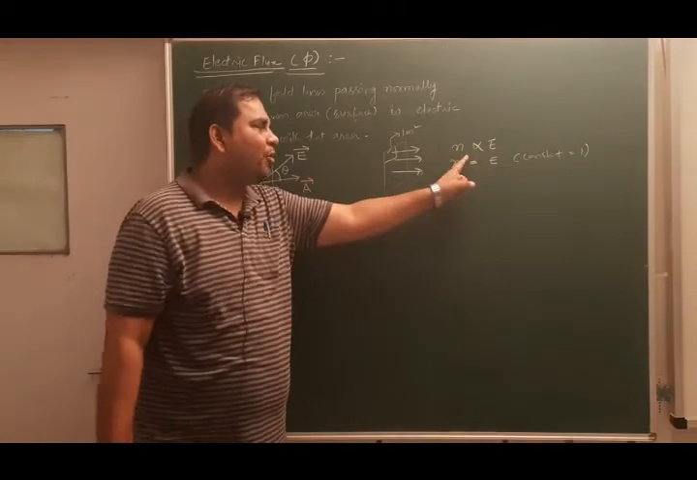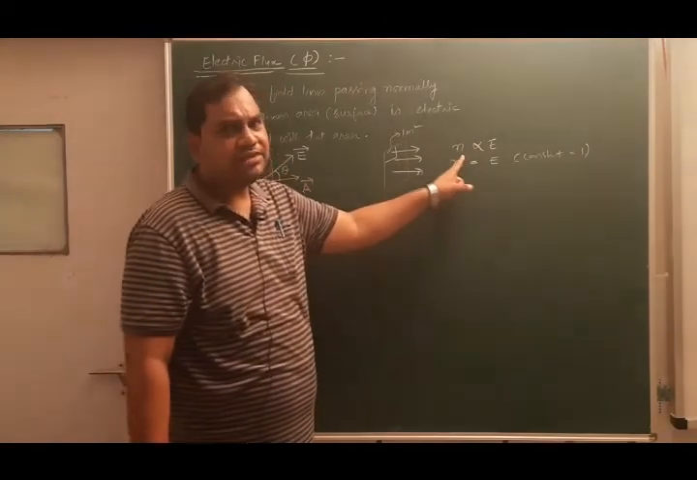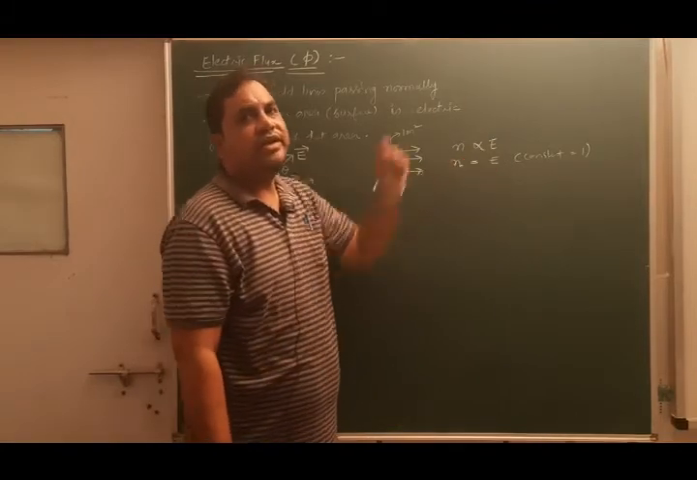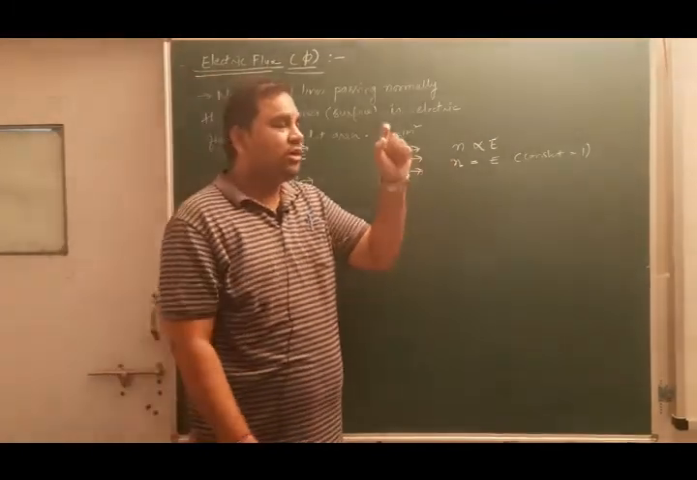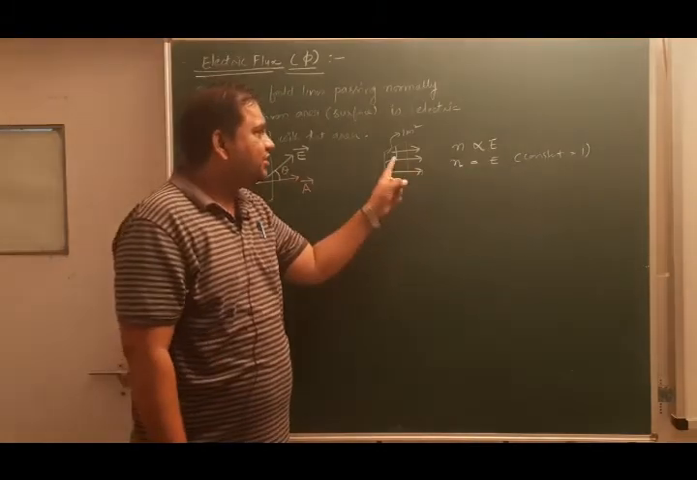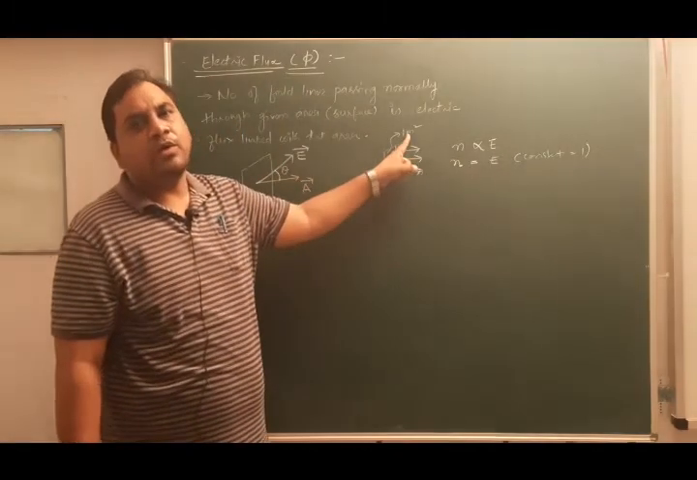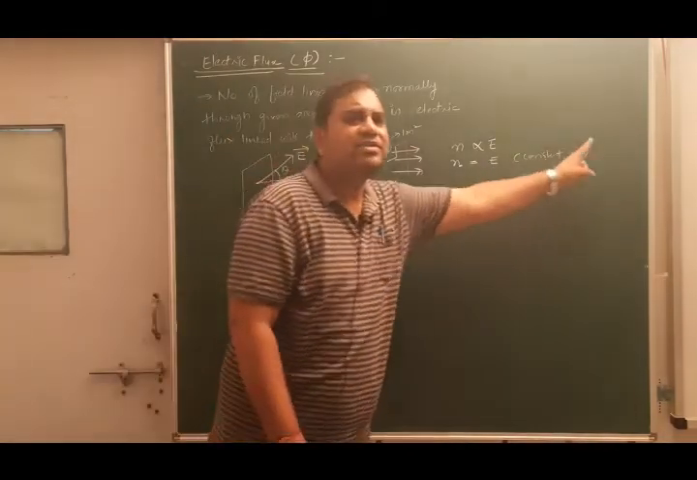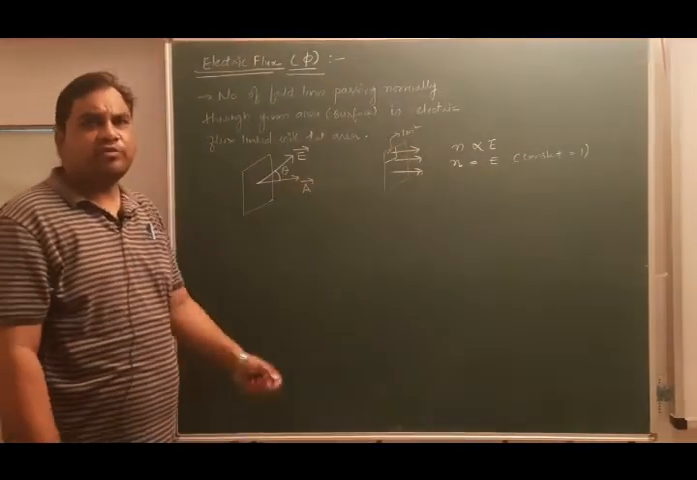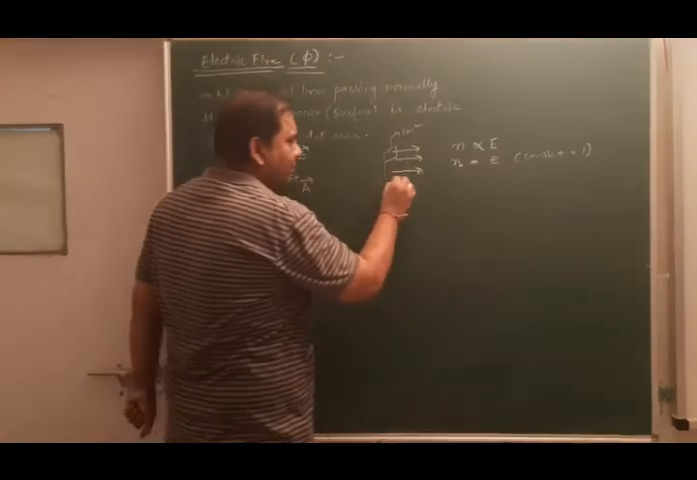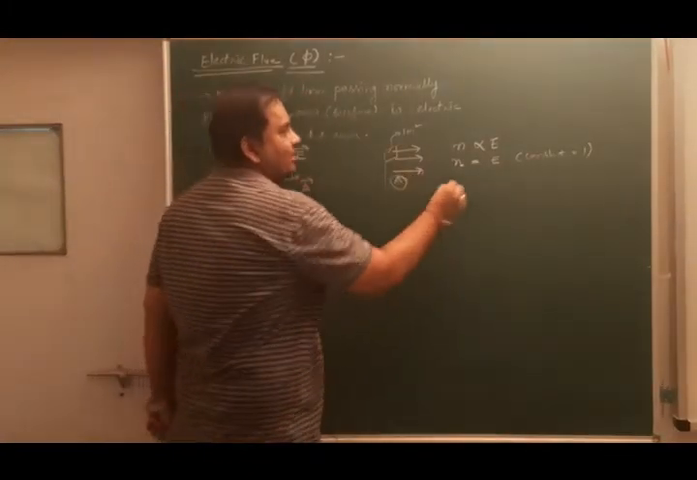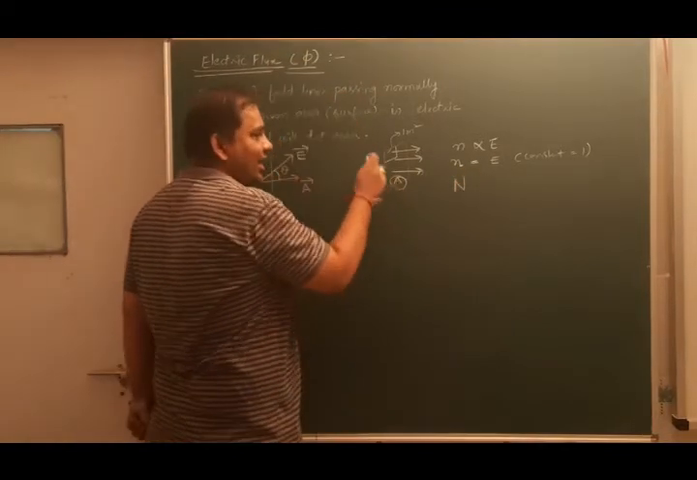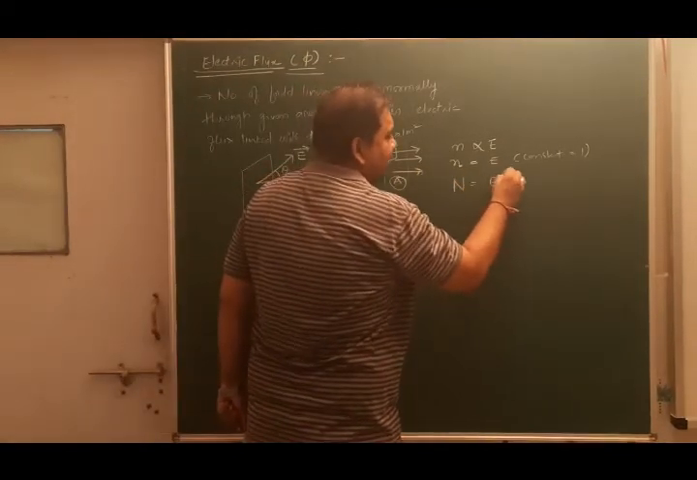ये हमारे पास ऑलरेडी प्रॉपर्टी में हमने पढ़ा था कि number of field lines which are passing through unit area is proportional to intensity of electric field. So number of field lines which are passing through unit area, मतलब 1 meter square area, is equal to E if I consider the constant of proportionality equal to 1. So if this entire area is A, then the number of field lines that are passing through this entire area will be given as E into A.